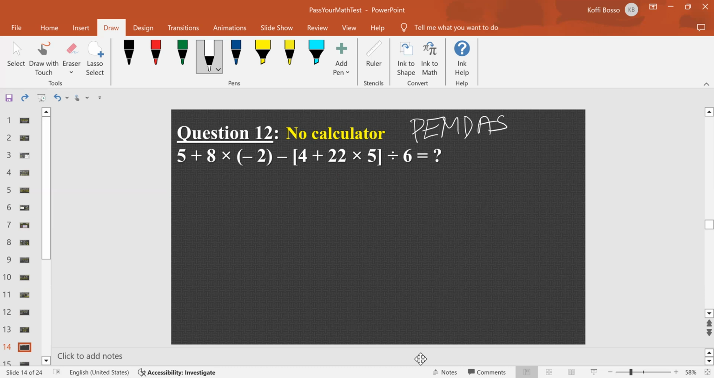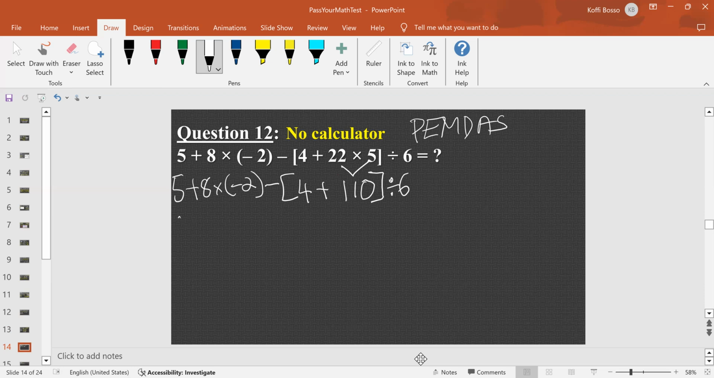And inside, we have different operations. We have addition and multiplication. So inside, we're going to follow PEMDAS again. Because inside we have addition and multiplication, multiplication will go first. So I will have 5 plus 8 multiplied by -2 minus. Inside I have 4 plus, so I will do 22 multiplied by 5, which is 110. Okay, I close, divided by 6.